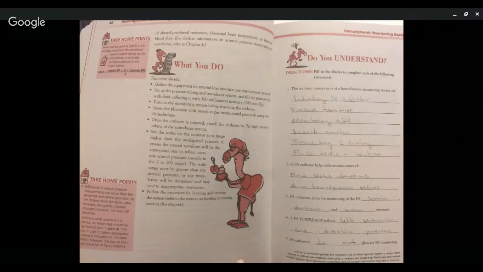Set the scales on the monitor to a range higher than the patient's pressure. Ensure the arterial waveform will be the appropriate size for accurate arterial pressures. The scale range must be appropriate for arterial pressures, or the waveforms will be damped, which can lead to inappropriate treatments. Follow the procedure for leveling and zeroing the system.